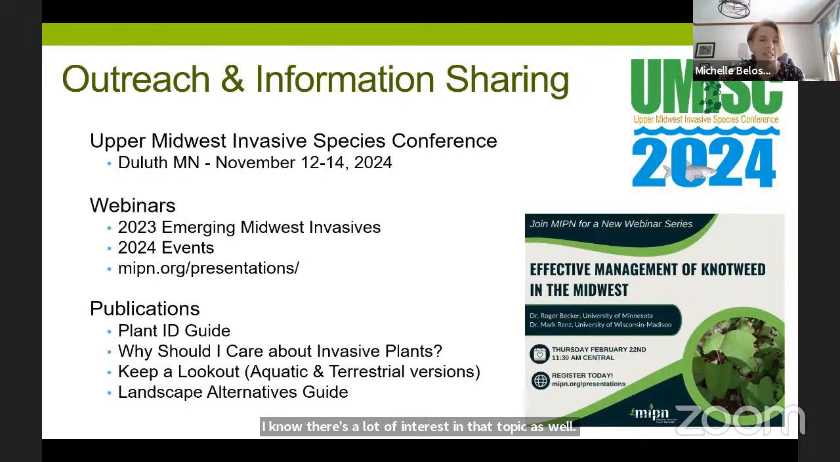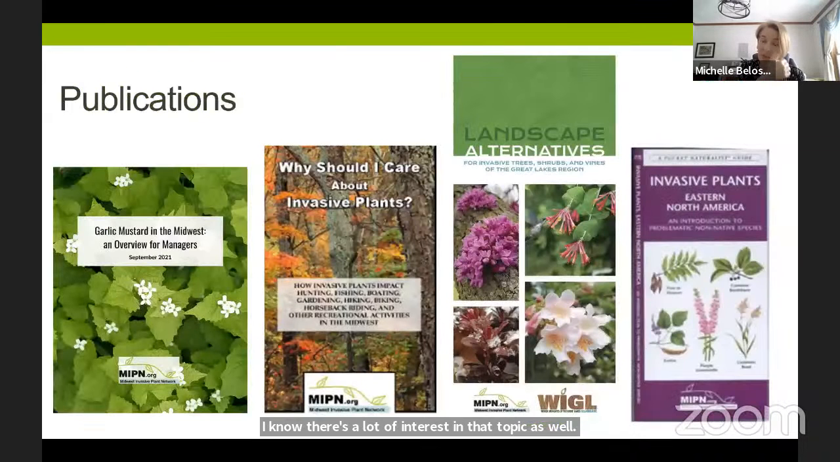So in addition to these activities, MIPIN also does quite a few publications. These are just a few that are available on our website right now. So if you manage garlic mustard, we have a really great guide to help you prioritize whether you should continue to manage this plant. It really takes into account the fact that we can't do everything everywhere all the time. All of us who manage invasives know this. So this is a great way to prioritize and be successful in the work that you do.